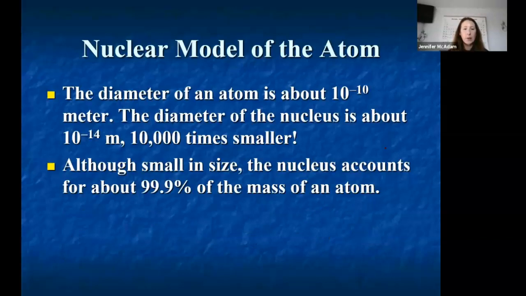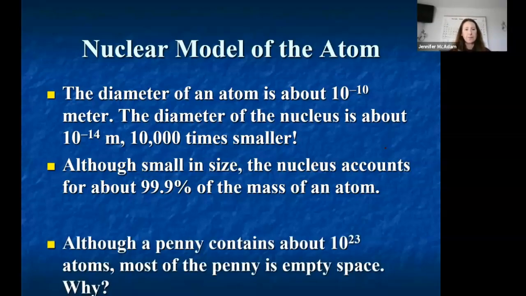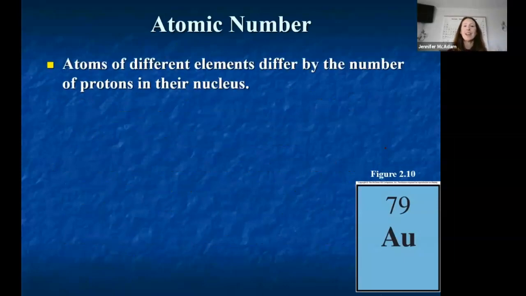Okay, so now we've talked about how we figured out our protons, our neutrons, and electrons, and who discovered them, and how crazy it is that atoms are mostly empty space. So now we're going to talk about how we use that information. Okay, so atomic number. Atoms differ because of the number of protons in their nucleus.